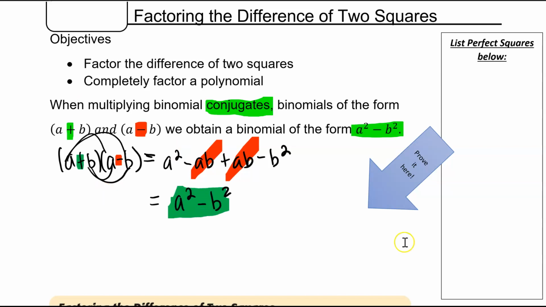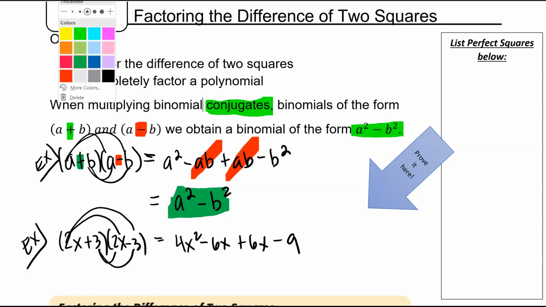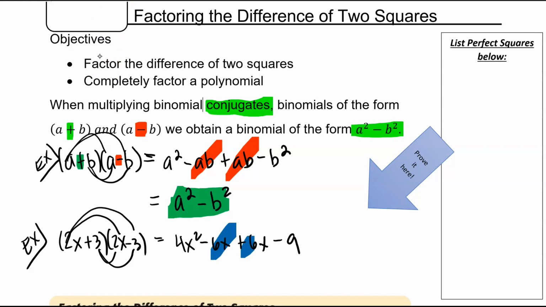So let's go over another example. If I gave you the problem, what is 2x plus 3 times 2x minus 3? Then you will FOIL this. That'll be 4x squared minus 6x plus 6x minus 9. Again, as you can see, the middles will cancel out, and then you'll only have 4x squared minus 9.